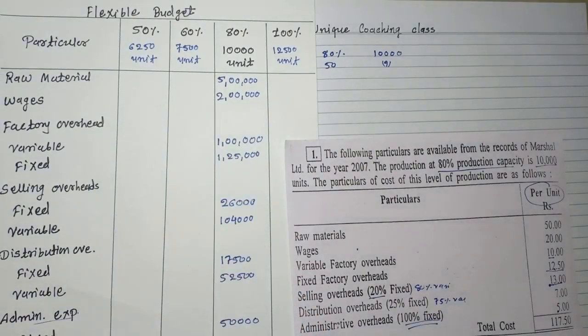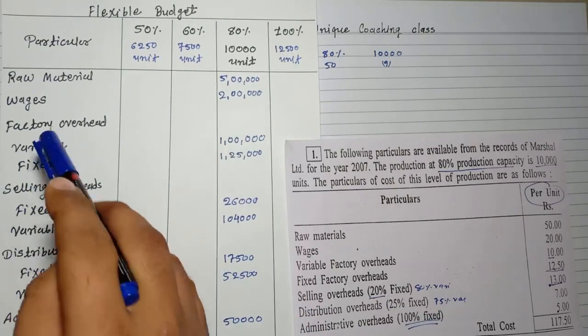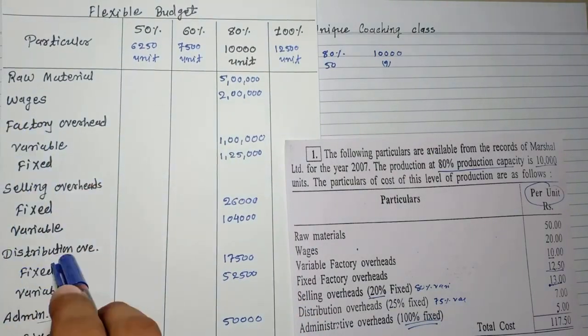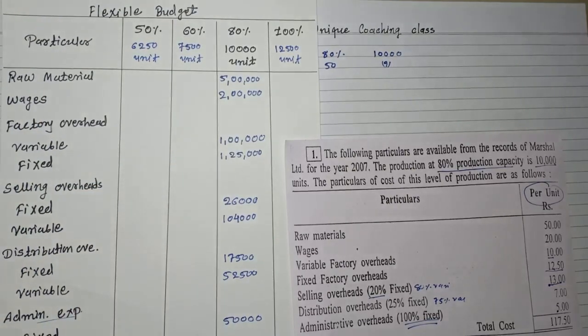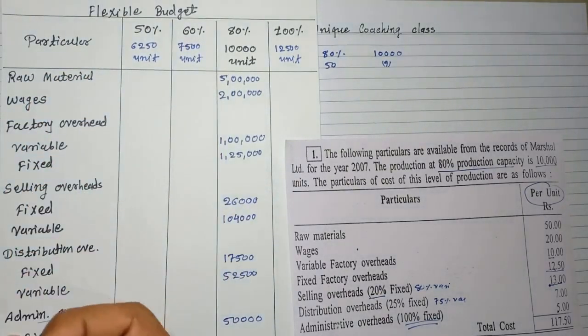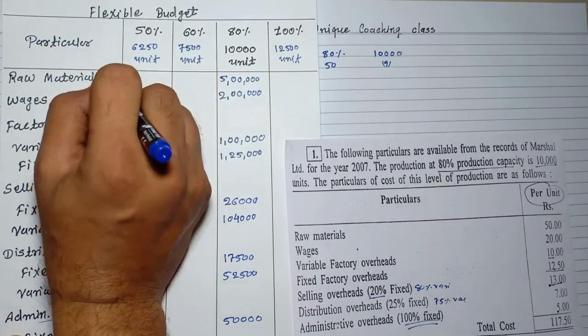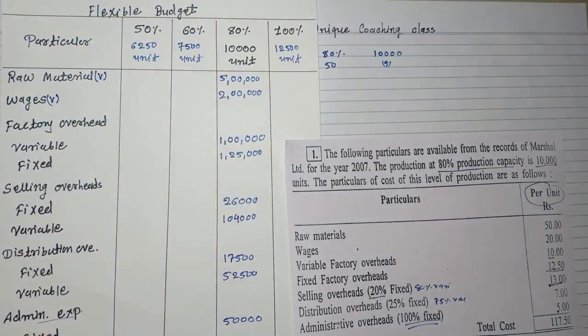So first of all, remember I told you we have to decide which are fixed and which are variable. First of all, factory, selling, distribution, administration expenses are clearly told as fixed and variable, right? The starting is raw material and wages. Okay, I told you in a previous video, raw material and wages are parts of prime cost. Whatever expenses are part of prime cost are always variable. So these two expenses are variable.